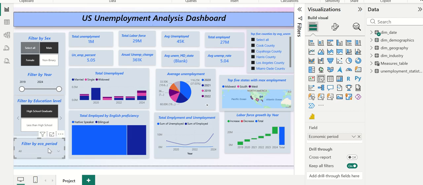Then filtering by economic period from the given dataset. There are different economic periods or times that affect employment. So you can filter information based on these periods.